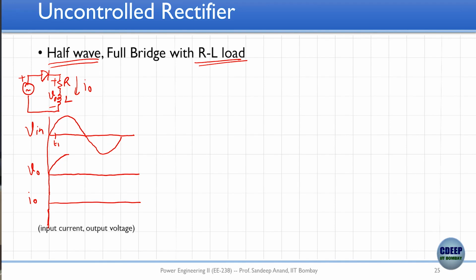Now because there is an inductor, right, the equation of output voltage is I naught into R plus L dI naught by dt. Right. So given the voltage, if there would have been no inductor, the shape of I naught would have been the same as V naught. Now because there is an inductor, the shape of I naught will not be the same as V naught, but I naught will also rise. Is that okay? So far is this fine? Output voltage, output current.